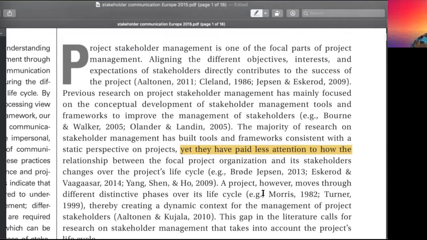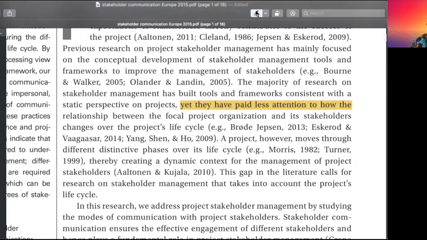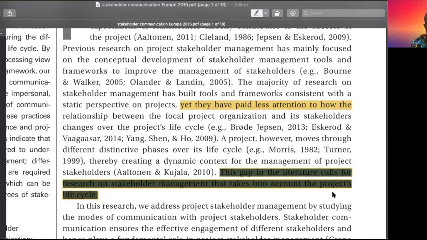What I'm trying to emphasize here is that anytime you read academic work, especially in the introduction and the conclusion, you will find what we call research gaps. So we have seen one here in the introduction of the person's work.